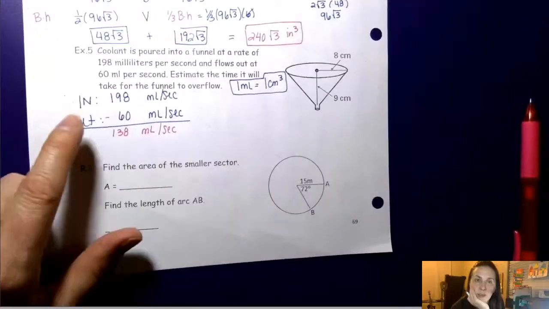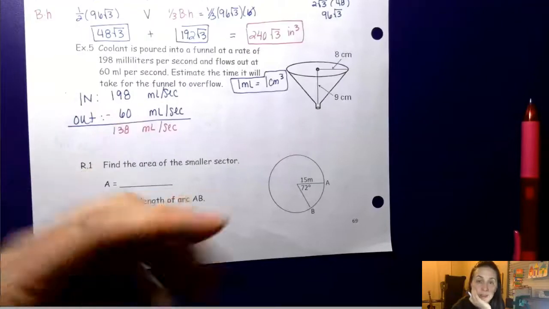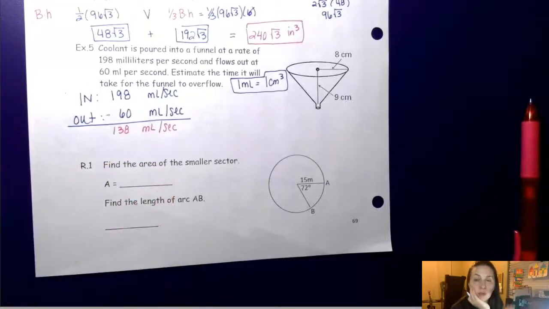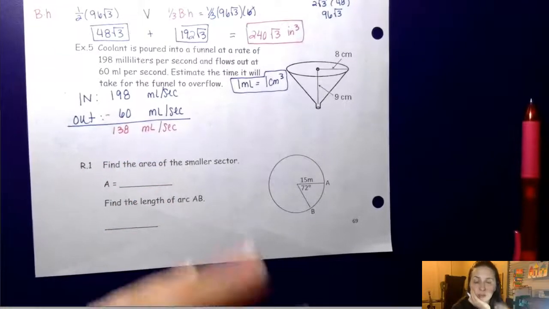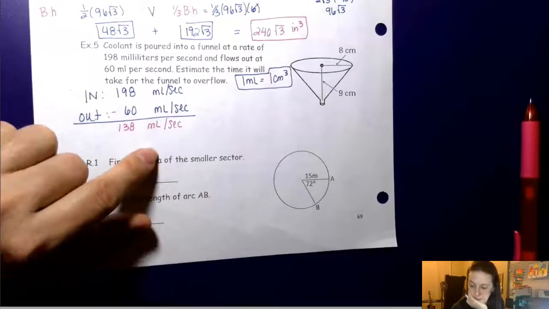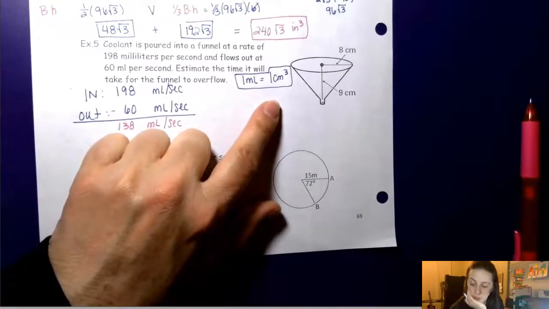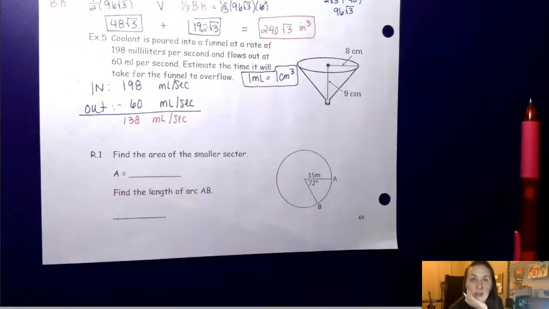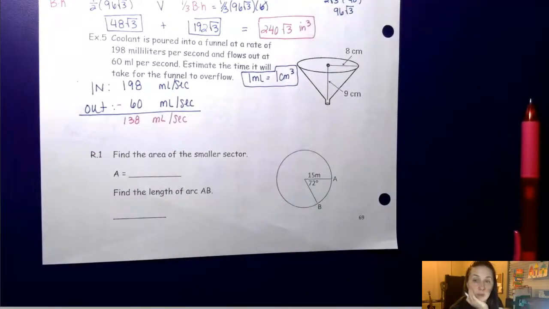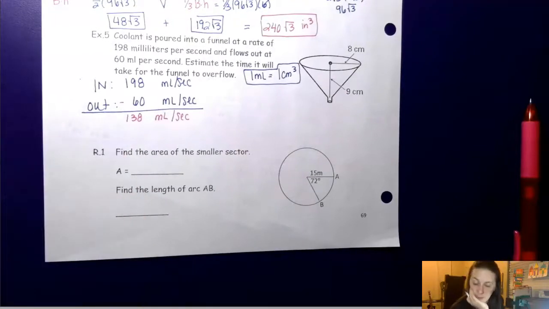The information we have, we know that it's going into the funnel at 198 milliliters per second, and it's coming out the bottom at a rate of 60 milliliters per second. So the difference in that is how much we're getting in the funnel, 138 milliliters per second. Our conversion is 1 milliliter is 1 centimeter cubed. I want to figure out the time it will take for the funnel to overflow, when it will get to its full point and then start overflowing, if that's how much it's coming in per second.